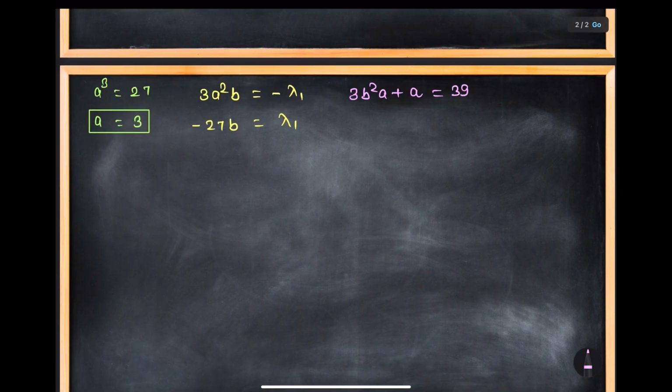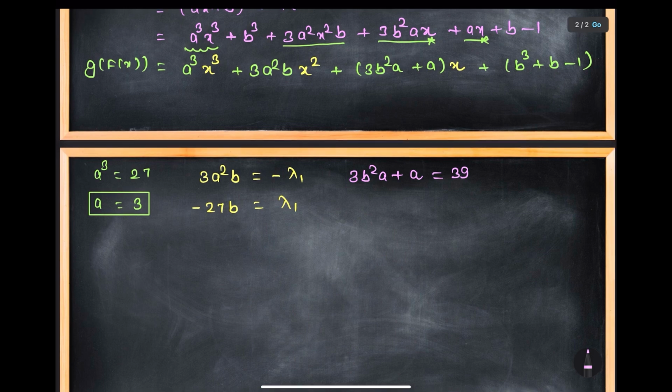So 39. Now let's simplify things. We have a as 3, so it is 9b² + 3 = 39. So the 3 on that side will become 36. We have 9b², so we got b² as 4. So the b value will be 2 or −2. So we have to decide.